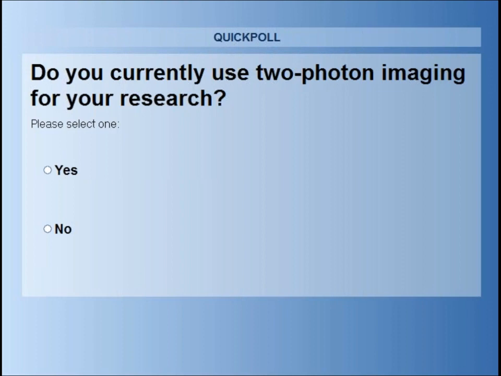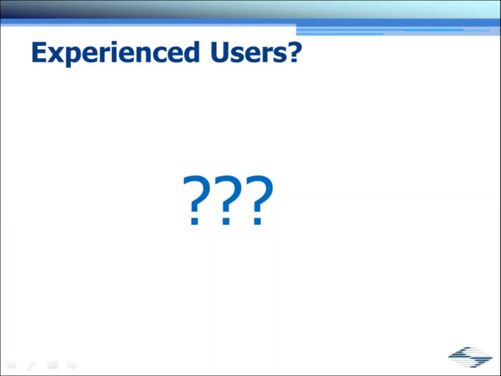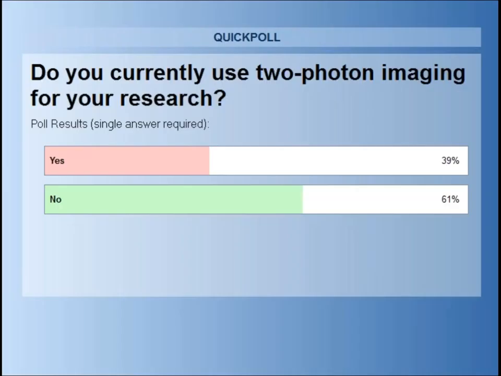We're just trying to get an idea of how many of you out there are actually using two-photon technology currently, how many are interested and possibly moving into it in the future. So it looks like most of us have voted. Let's go ahead and take a look. It looks like 39% are currently using two-photon technology, and 60% are not, which means that a large portion of you are probably looking at moving into that technology and have questions about the instrumentation.